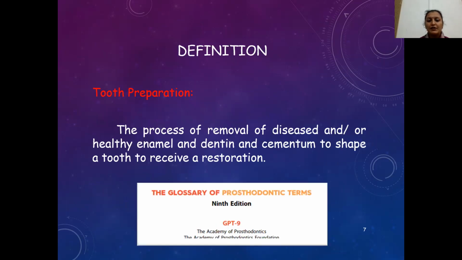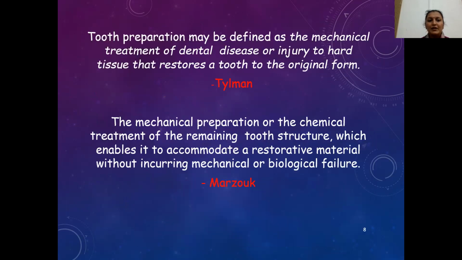Now, the definition. According to GPT-9, tooth preparation is defined as the process of removal of diseased and/or healthy enamel, dentine and cementum to shape a tooth to receive a restoration. According to Tillman, tooth preparation may be defined as the mechanical treatment of dental disease or injury to hard tissue that restores a tooth to the original form. According to Marzouk, it is the mechanical preparation or the chemical treatment of the remaining tooth structure which enables it to accommodate a restorative material without incurring mechanical or biological failure.